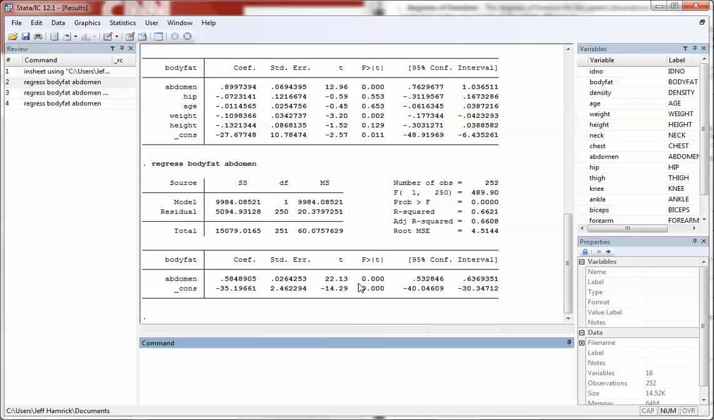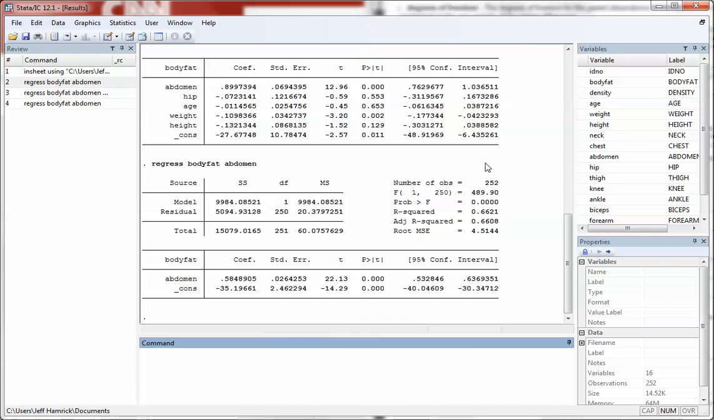These p-values right here are obtained using the functionality that I show in another one of my videos about how you can compute student t probabilities using Stata. But basically this is the probability that a student t variate with 250 degrees of freedom exceeds in magnitude this number right here. So as you can see, there's almost no probability mass beyond the absolute value of either 22.13 or negative 14.29 for a student t distribution with 250 degrees of freedom. So that's roughly speaking how we get these numbers right here.